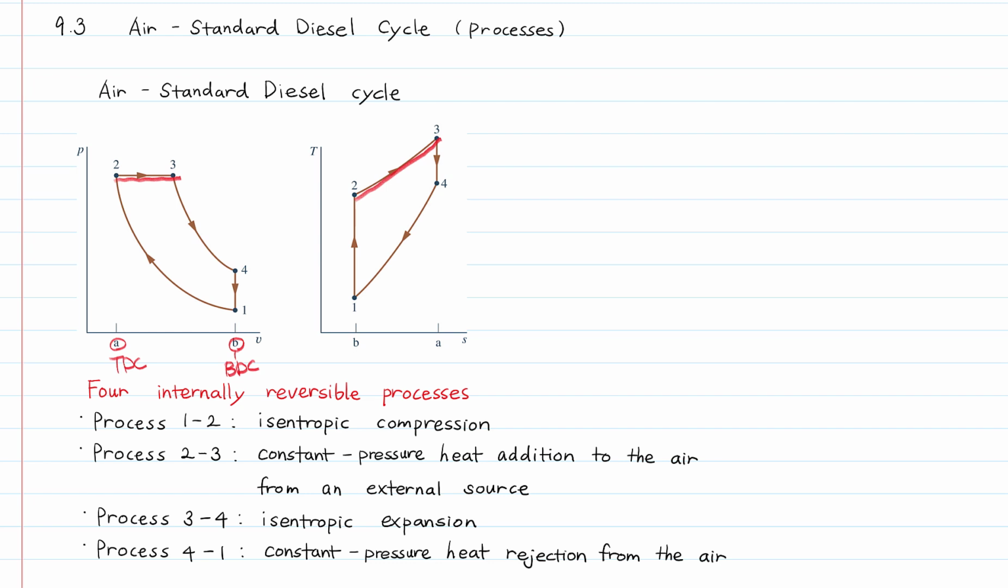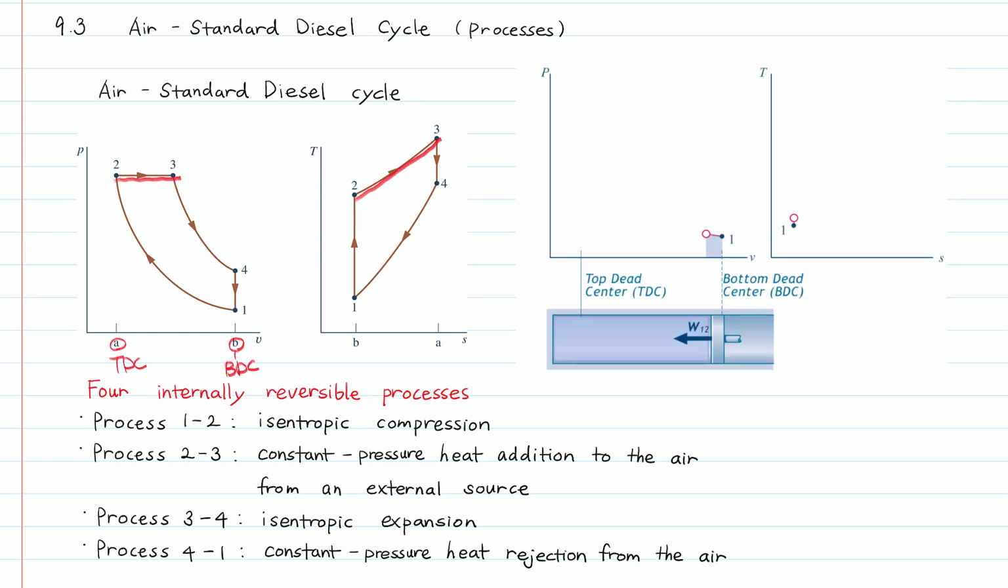Process 1-2. The piston starts at state 1. The piston is moving from BDC to TDC. It is an isentropic compression. The isentropic process is an adiabatic and reversible process. In other words, there is no heat transfer across the system, and no irreversibilities are present during the process. On the TS diagram, it is represented as a vertical line, no entropy change.